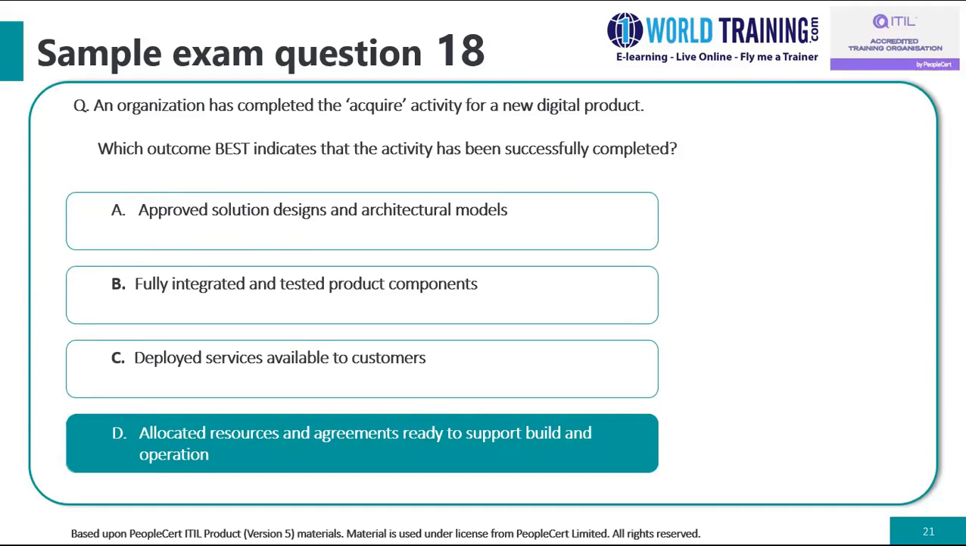So key outputs would include approved resource requests, new or modified agreements, and new suppliers or partners. A is wrong because approved designs are outputs of design. B is wrong because integrated and tested components are outputs of build. And C is wrong because deployed services are outputs of transition and delivery.